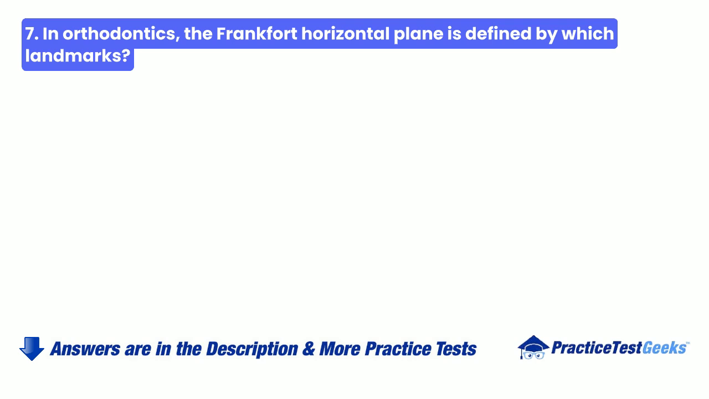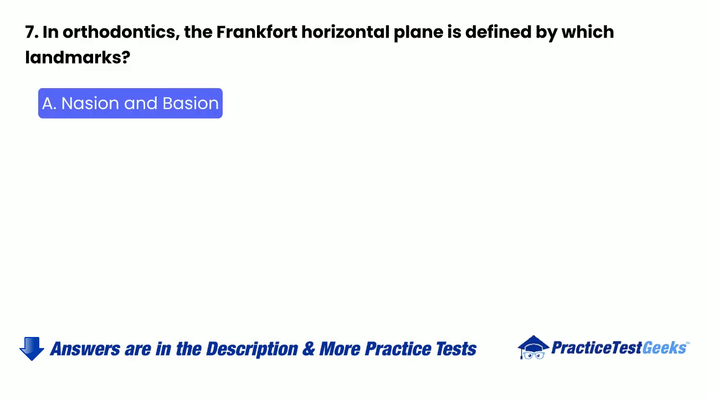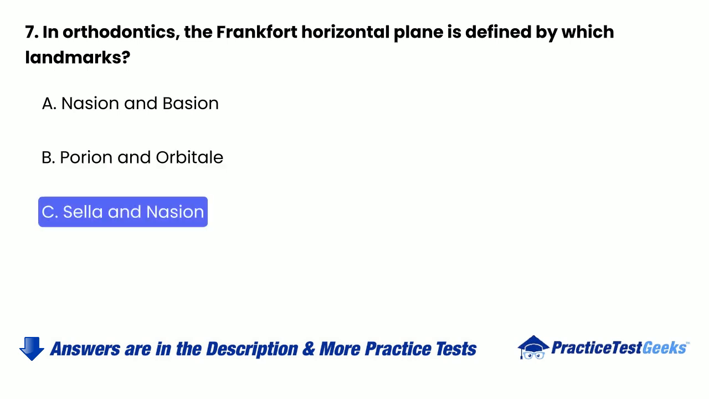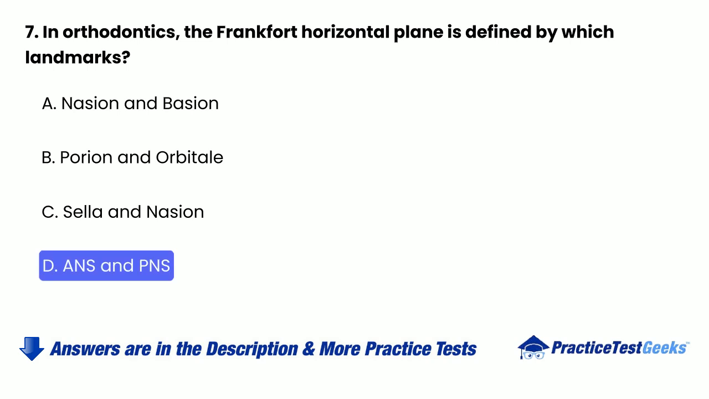7. In orthodontics, the Frankfort horizontal plane is defined by which landmarks? A. Nasion and basion. B. Porion and orbitale. C. Sella and nasion. D. ANS and PNS.